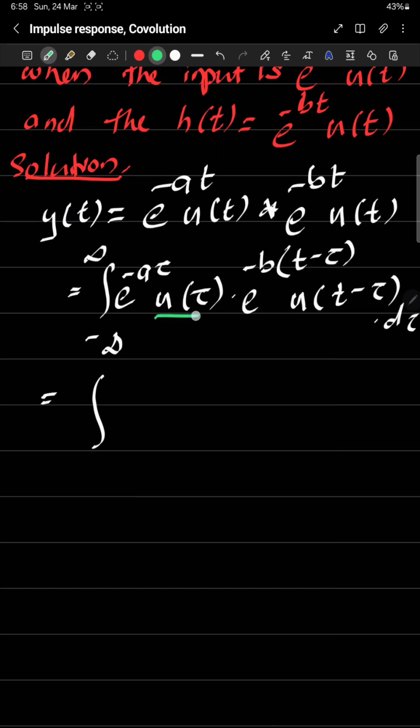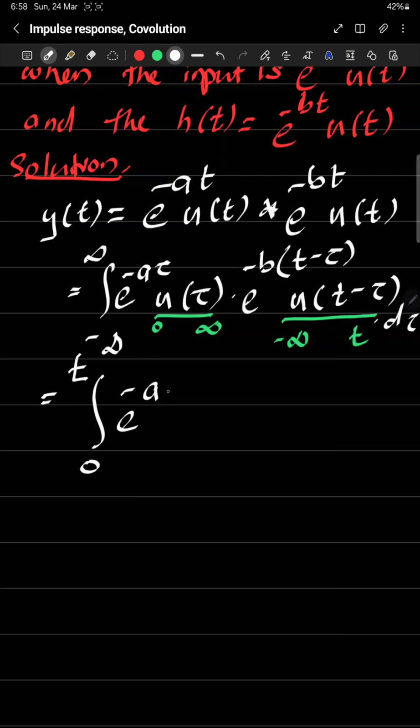The integration limit is again similar to the previous case. The u of t signal spans from 0 to infinity, and this one spans from minus infinity to t. So when you multiply these two signals, the integration limit is from 0 to t. So from 0 to t you will have e raised to minus a tau, and here you have minus b into t minus tau.